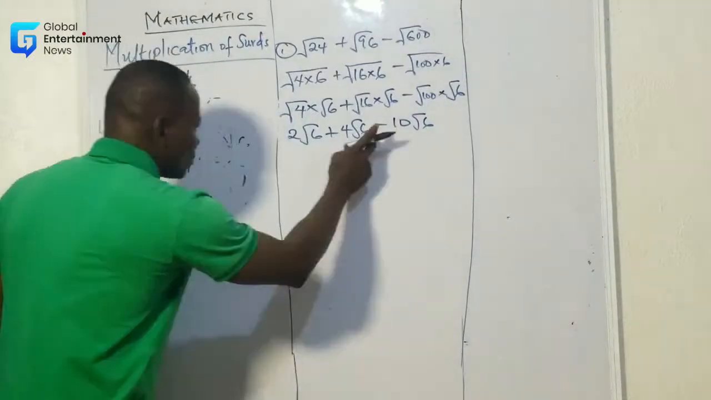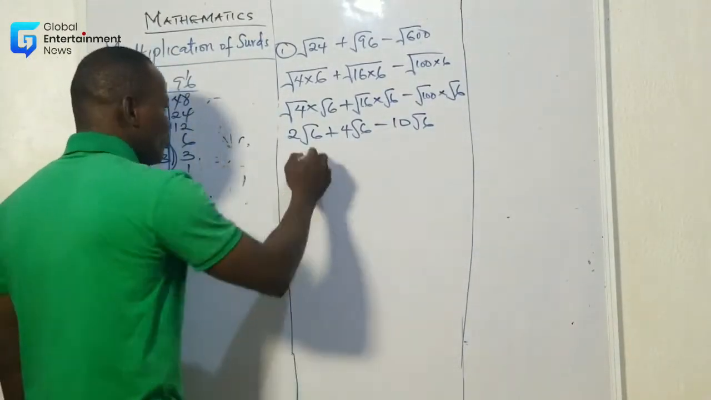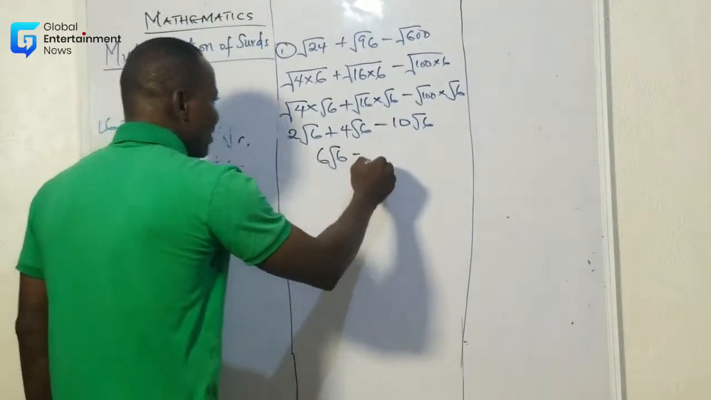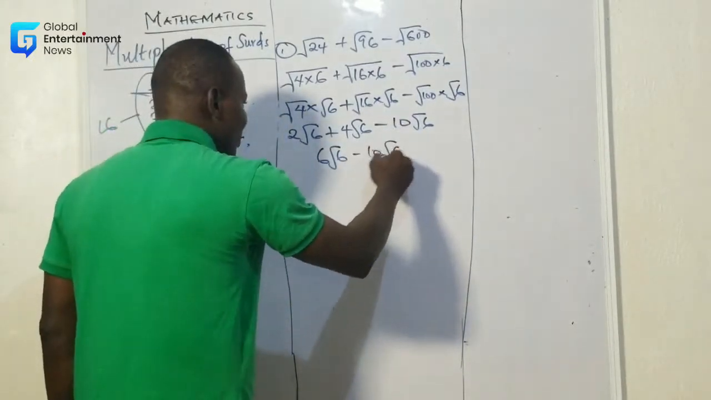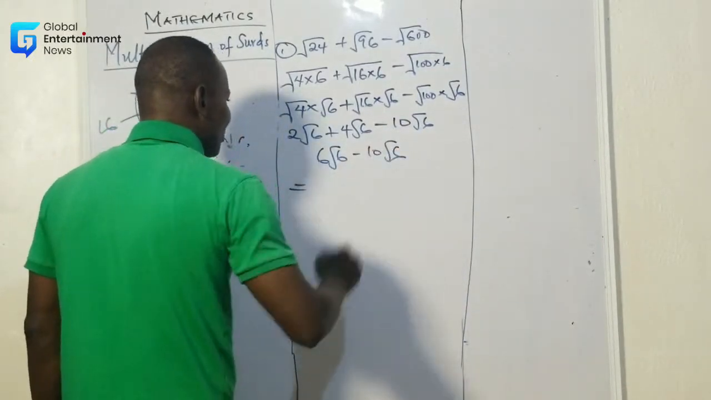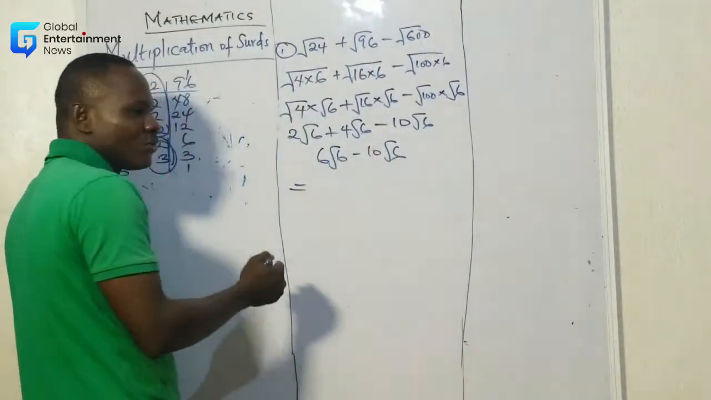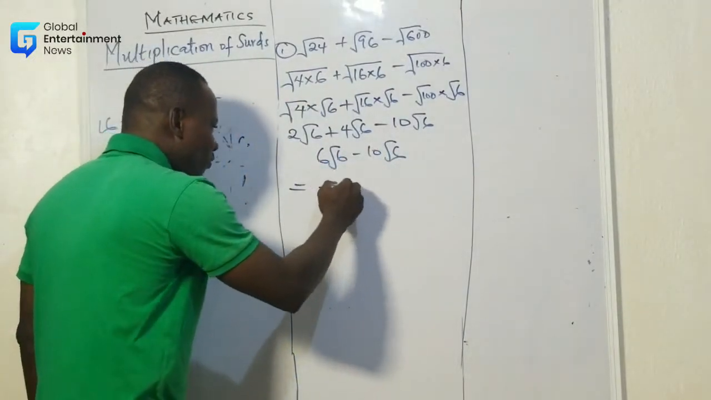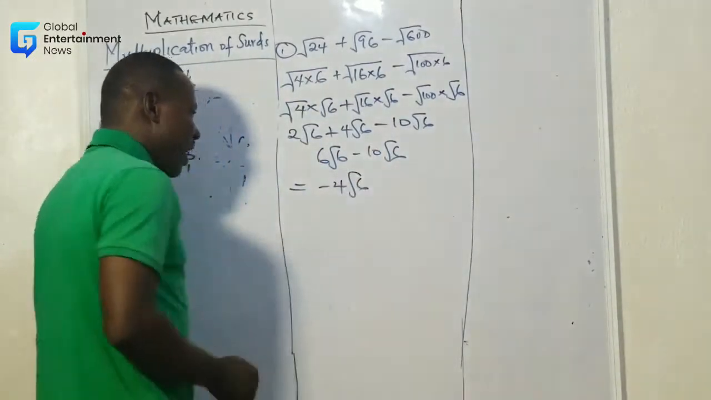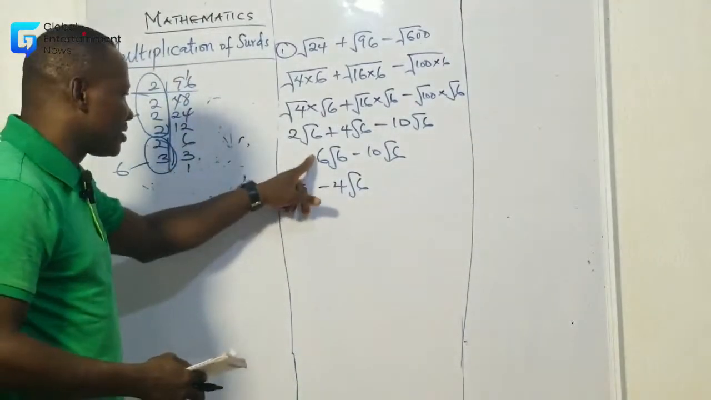Now let's add it together. 2 root 6 plus 4 root 6 is 6 root 6. 6 root 6 minus 10 root 6. Now what is my final answer? 6 root 6 minus 10 root 6 is minus 4 root 6. How do I get minus 4? This is positive.